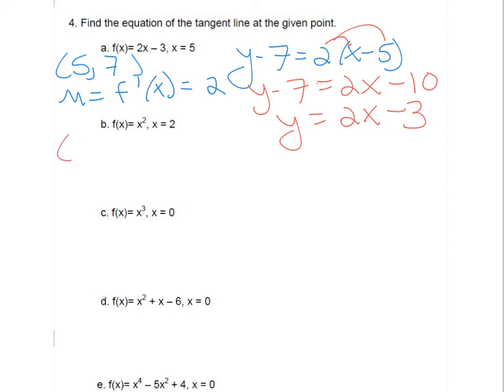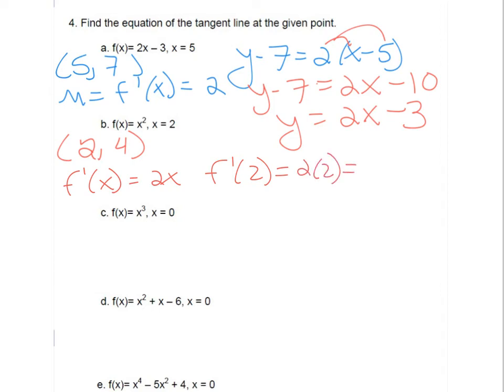Okay, so my xy point is going to be 2, 4. You'll always use the original function to get the y value. Our derivative is 2x, so f prime of 2 is 2 times 2, which is 4. So our equation is going to be y minus this 4 equals slope x minus 2.